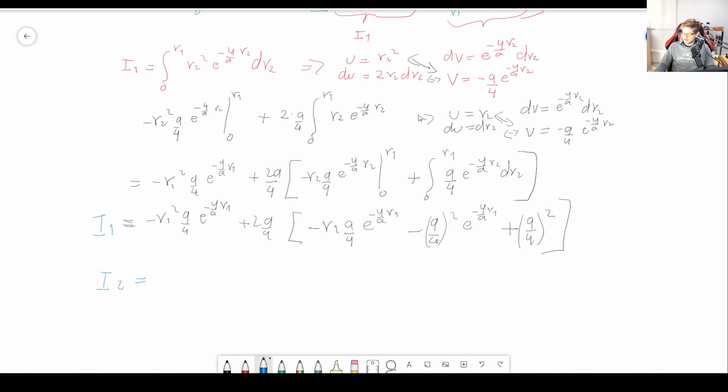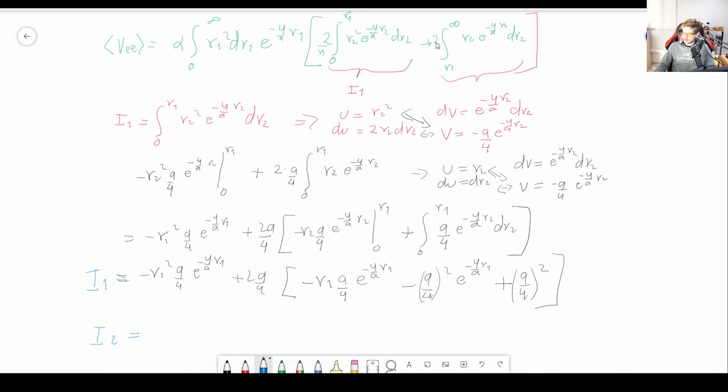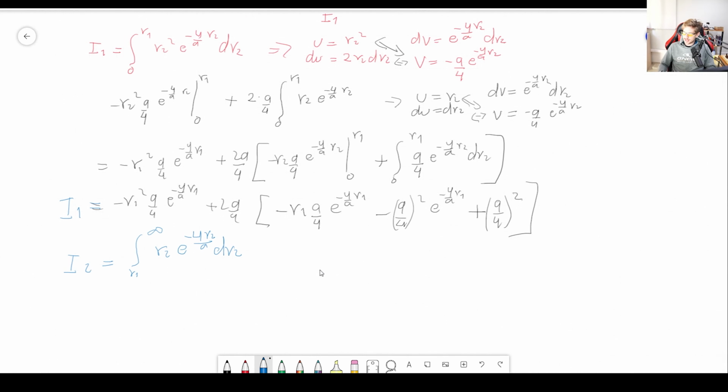Integral 2 is going to be, not counting this 2, of course, the integral from R1 to infinity of R2 e to the minus 4 R2 over a dr2. That is basically the same as the previous integral, except that the endpoints of the integral are different. So this was the result from before.